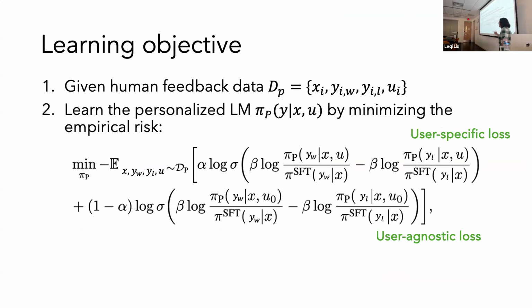Recall that the data we're given is a prompt, a preferred response, a dispreferred response, and a user identifier. So the loss we're going to use to learn the user model as well as the language model is a weighted combination of a DPO loss for the user-specific case, conditioned upon U, and a user-agnostic loss where we don't know the user index. So conditioned upon this U0, which, recall, I mentioned in our embedding table, we have an embedding for users we do not know. So it's actually very simple.